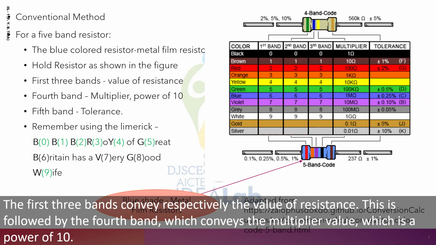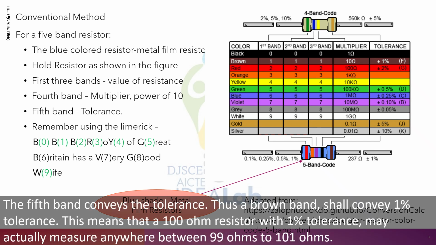This is followed by the 4th band, which conveys the multiplier value, which is a power of 10. The 5th band conveys the tolerance. Thus, a brown band shall convey 1% tolerance. This means that a 100 ohm resistor with 1% tolerance may actually measure anywhere between 99 ohms to 101 ohms.